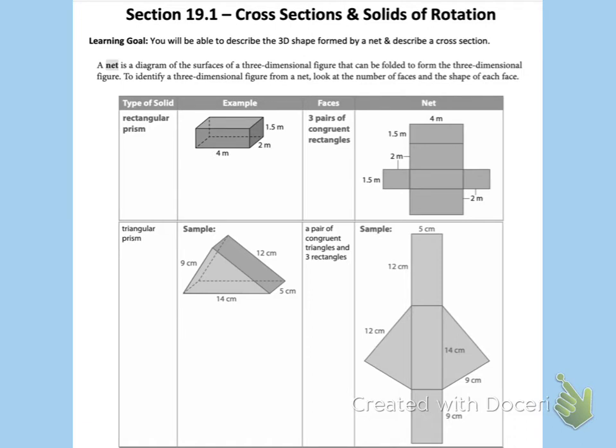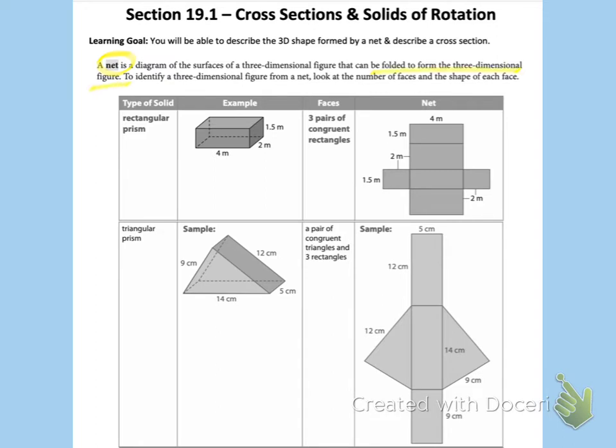So lesson 19.1 is about cross-sections and solids of rotation. And our learning goal is we're going to be able to describe 3D shapes formed by a net and describe a cross-section. So I just used the word net, and what a net is, basically, is a diagram of the surface of a three-dimensional figure that can be folded to form the three-dimensional figure.